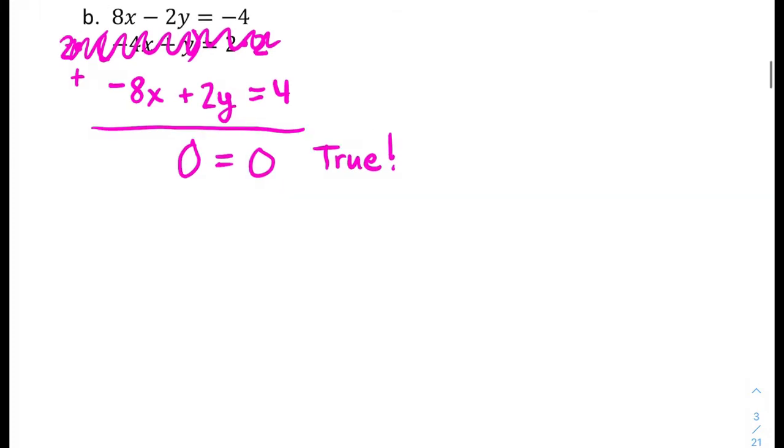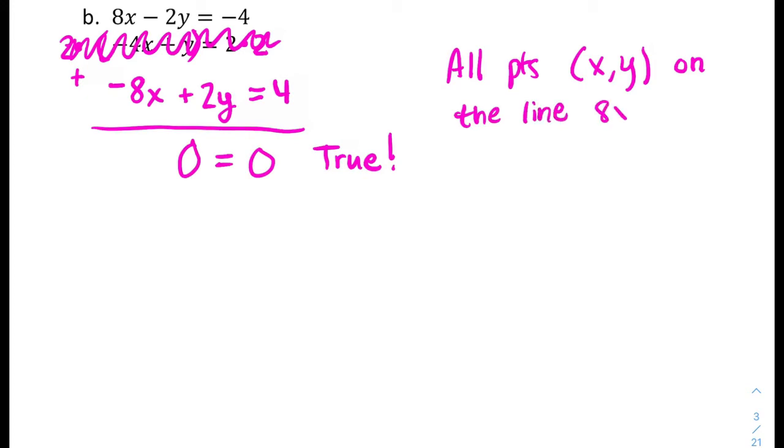Now that's actually a true statement, which means that this is a consistent and dependent system of equations where really these two equations are equivalent and all of my points on my lines are shared because they're really the same line. Instead of writing the solution like I have written here, like we did in Algebra 2, I'm going to show you a different way you can write it.